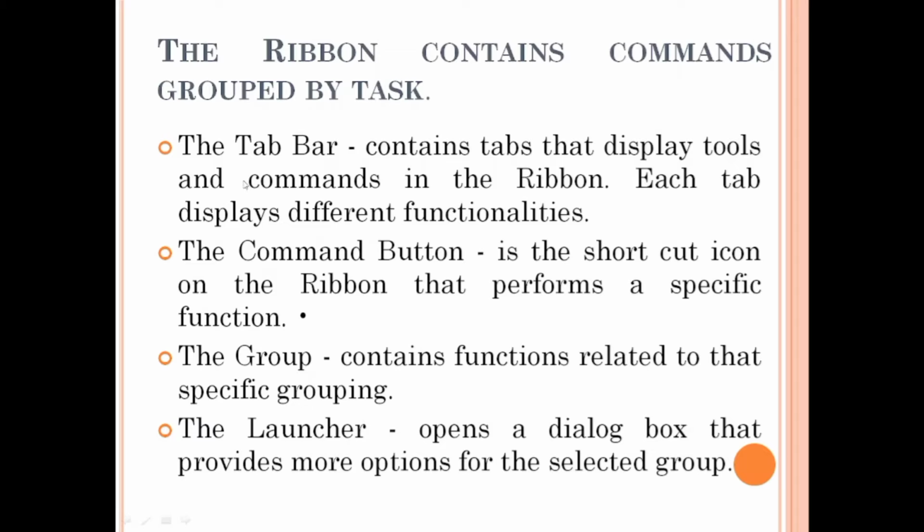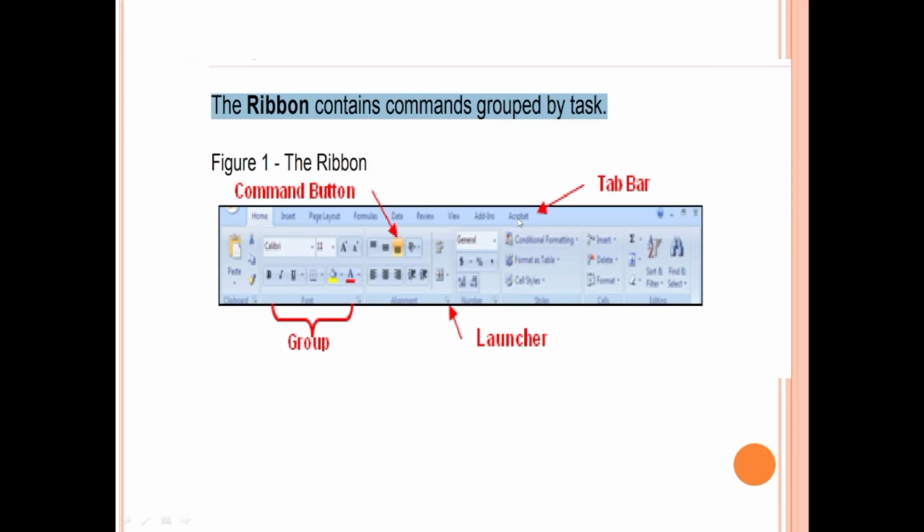The first is the tab bar. The tab bar contains tabs that display the tools and commands in the ribbon. Each tab displays different functionalities here. This is called the tab bar.